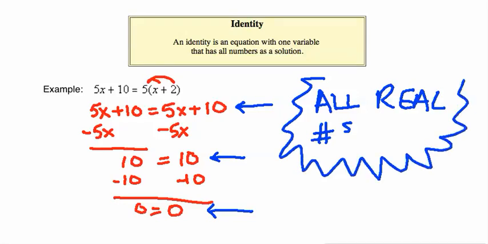So quick review. If you end up with both sides of the equation being exactly the same, 0 equals 0, 10 equals 10, 5x plus 10 equals 5x plus 10, whatever, that's going to mean that your solution is all real numbers. You could also write it as this sign. You might see this. That means all real numbers.